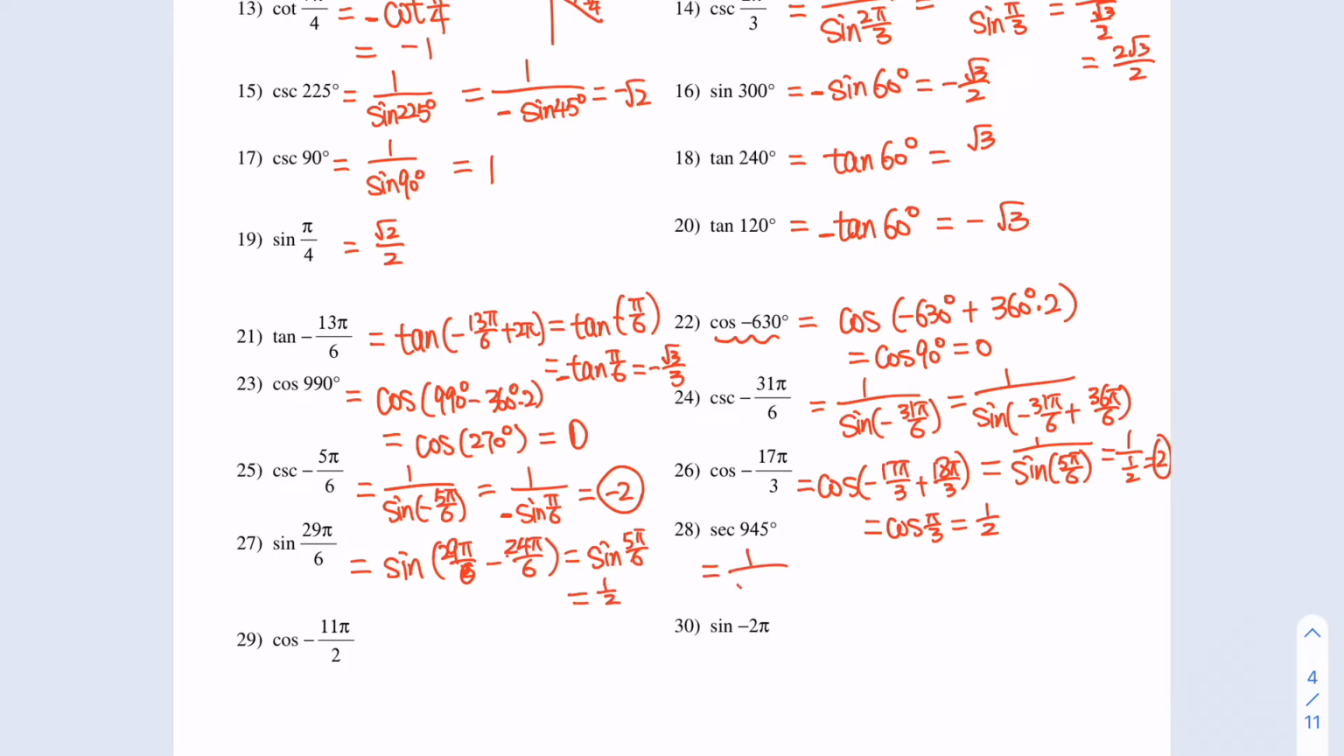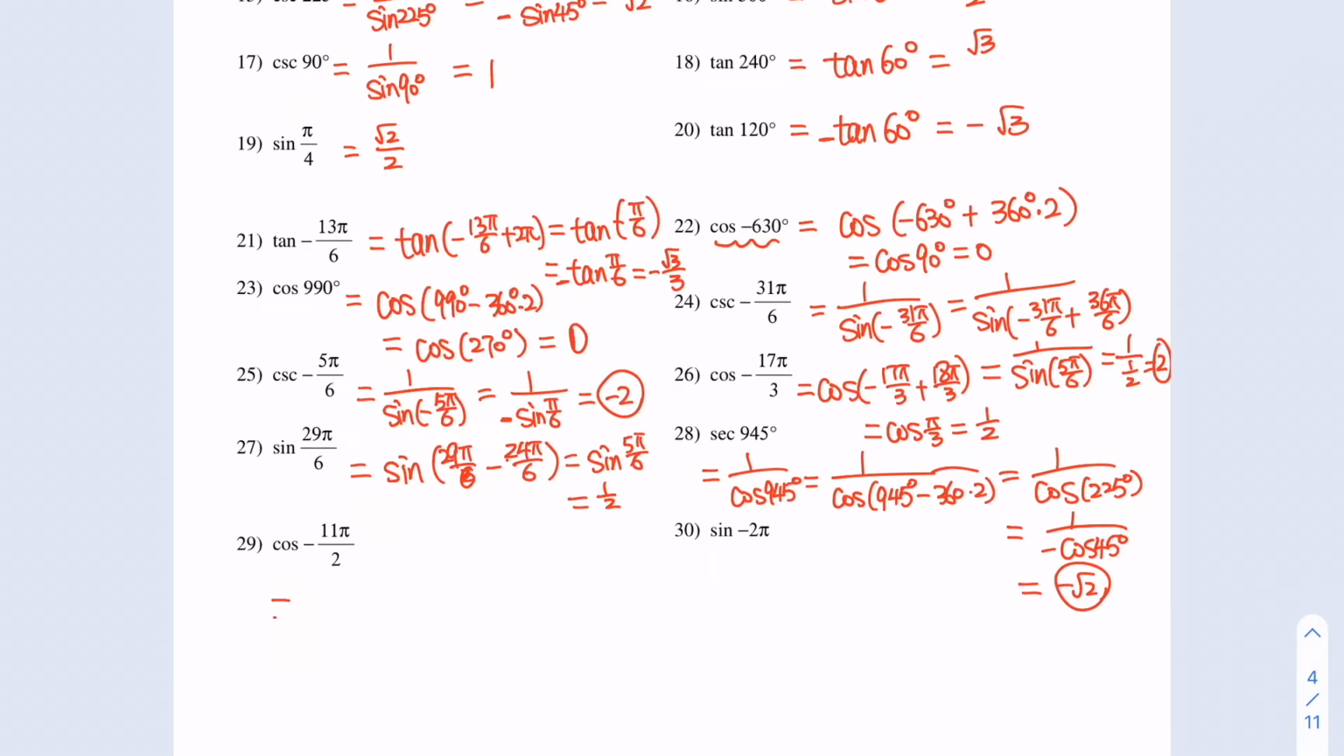Next is 1 over cosine 945. Because this angle is big, we can subtract. We keep subtracting 360 times what? Times 2. So 720. So it's cosine 225. 225, third quadrant, reference angle 45 degrees, and it's negative. So it's negative radical 2.